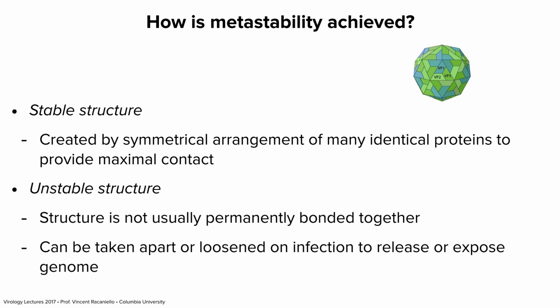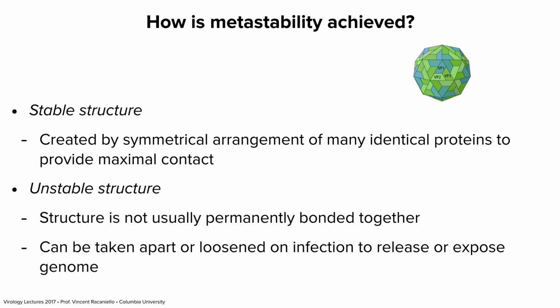So it's created by symmetrical arrangement of many identical proteins to provide maximal contact. You don't build that virus particle using 20 different proteins. You take one or a few proteins and repeat them over and over, and that way you get maximal interactions between them, and you get really stable particles. So that's how you make a stable structure.